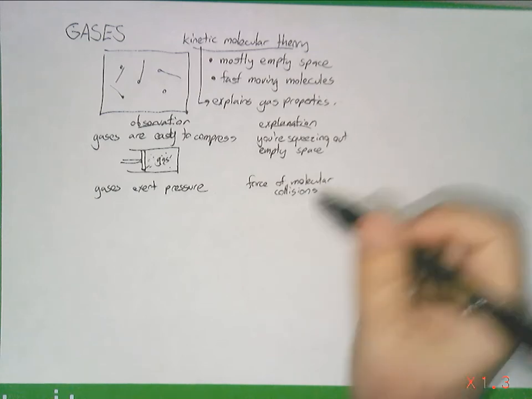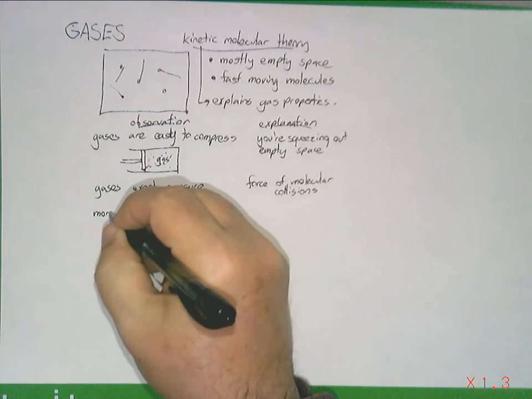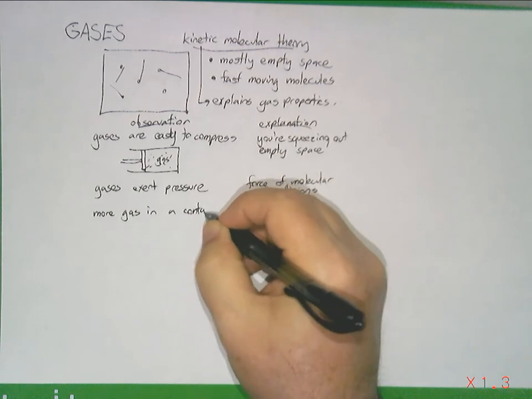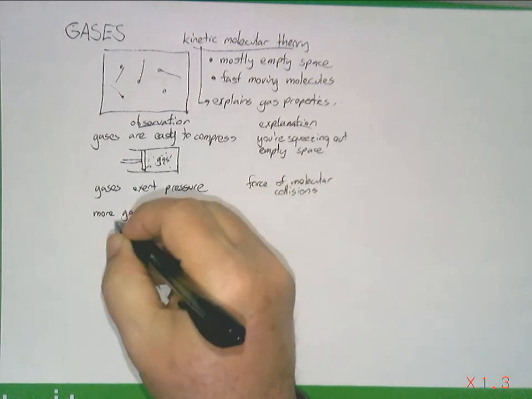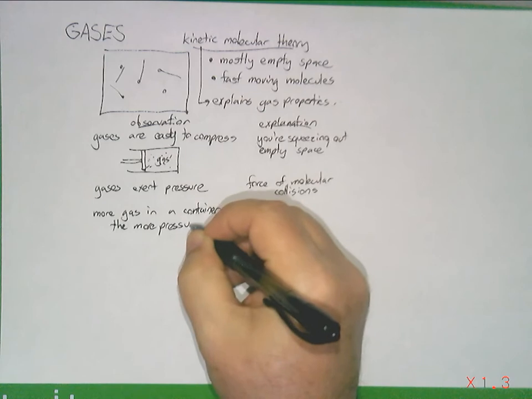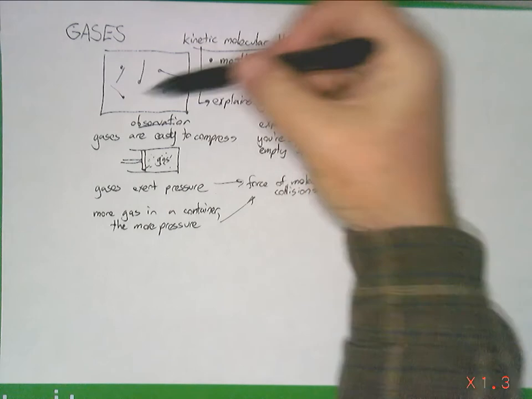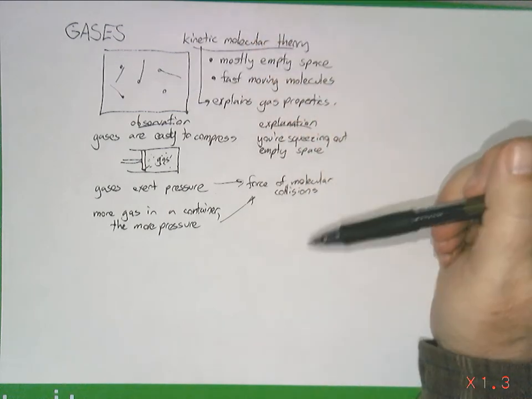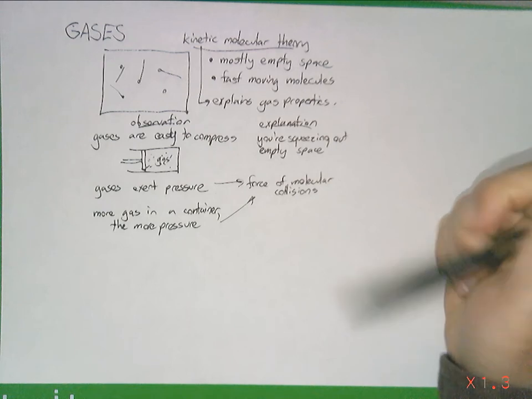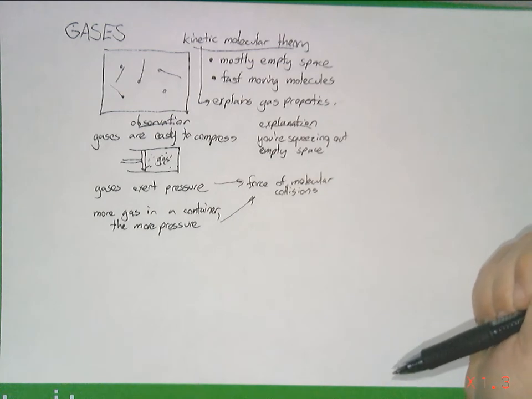The more gas that you force into something, the more pressure you're going to feel. The more it's going to press back. And that's because, again, the same explanation. If you've got more molecules in this box, they're going to be able to have more collisions on the side. So there's more of them to beat against the side of the container. And you'll see more pressure if you force more gas in there.